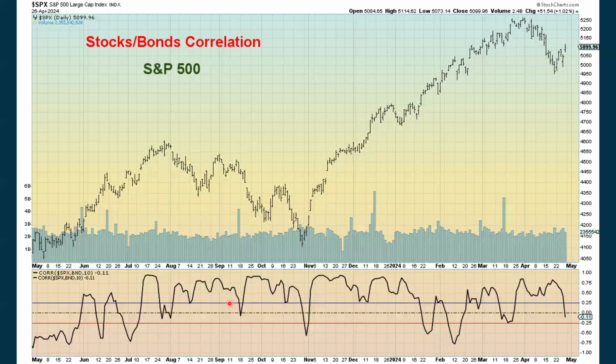And we look at some correlation between stocks and bonds. Right now, if we're getting a high reading, that means they're going in the same direction. If we're getting a low reading, they're going in opposite directions.